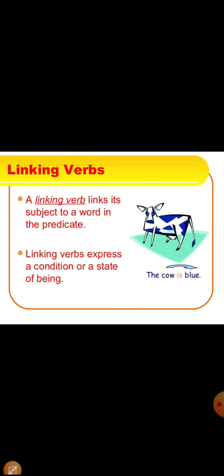An action verb will tell you what the subject is doing, or you can say action verbs are the main verbs that tell you what action has been done by the subject. And here linking verb is connecting the subject to a word in the predicate.